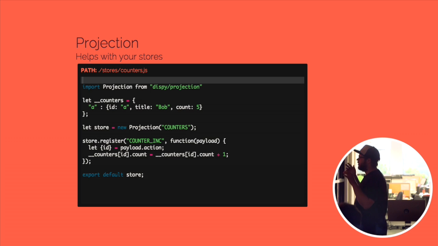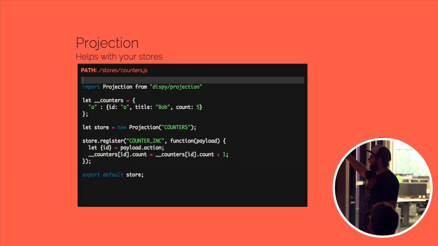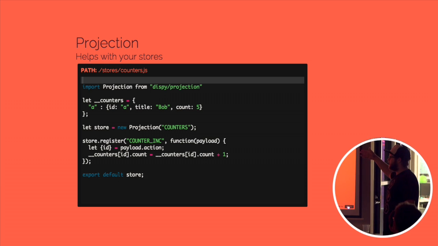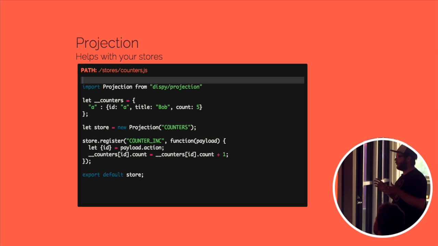So if we did send counter inc and we did ID of A, that would call in our store this registered callback down here. So in that registered callback, store.register counter inc function payload, we're taking the ID from the payload, we're grabbing the counter and the count, and we're setting it to the new version. And in this case, this callback is going to call the broadcast out for the components to understand what's going on.